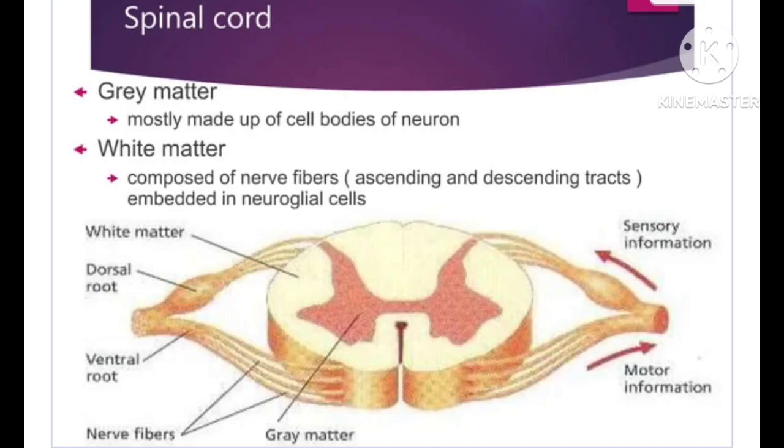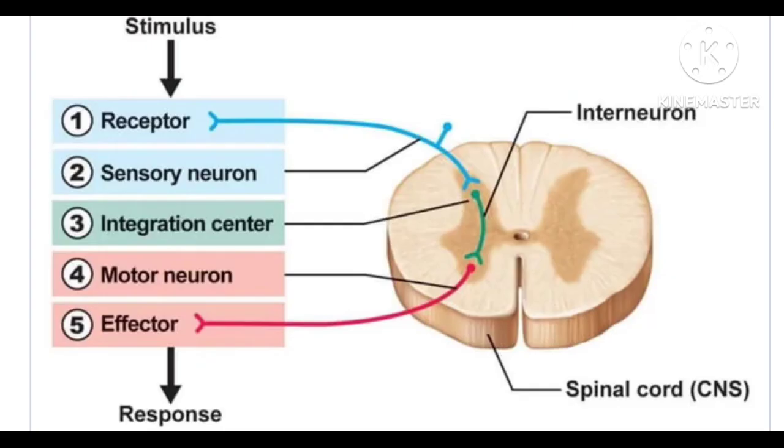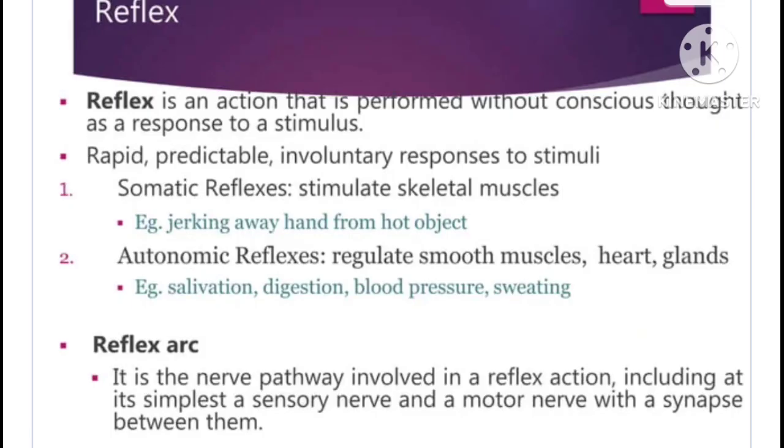Okay, so this is the structure of spinal cord, which we have discussed, that it includes gray matter, white matter. So gray matter is mostly made up of cell bodies of neurons, and white matter includes the nerve fibers. So this is the structure of spinal cord. It includes white matter and gray matter. It includes receptors, sensory neurons, integrations.